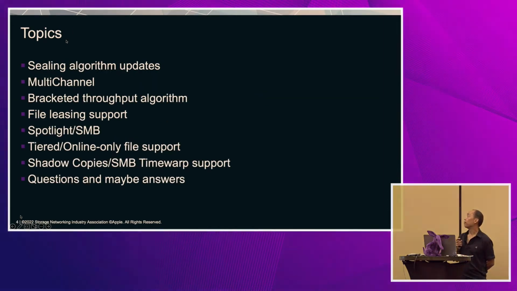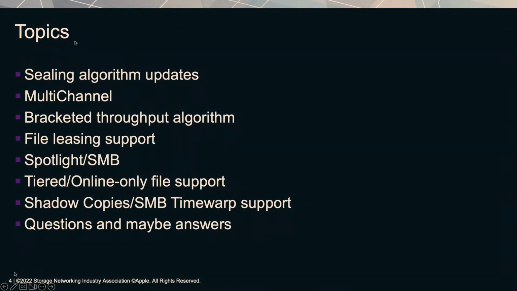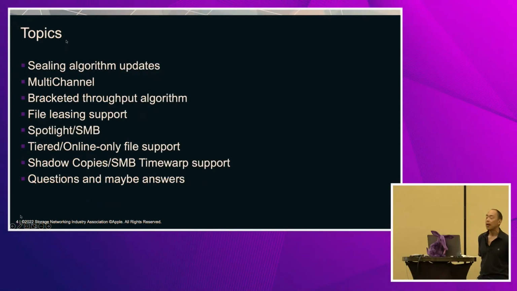Things I'm going to cover today. A lot of stuff to cover, so I'm not going to take any questions until the end because I hope to get through all of this. But we're going to go over ceiling algorithm updates, multi-channel, something we call bracketed throughput algorithm, file leasing support, Spotlight over SMB, tiered and online-only file support, and then finish off with shadow copies and SMB Timewarp support. If you have your SMB acronym Bingo card, this is the great presentation for it.